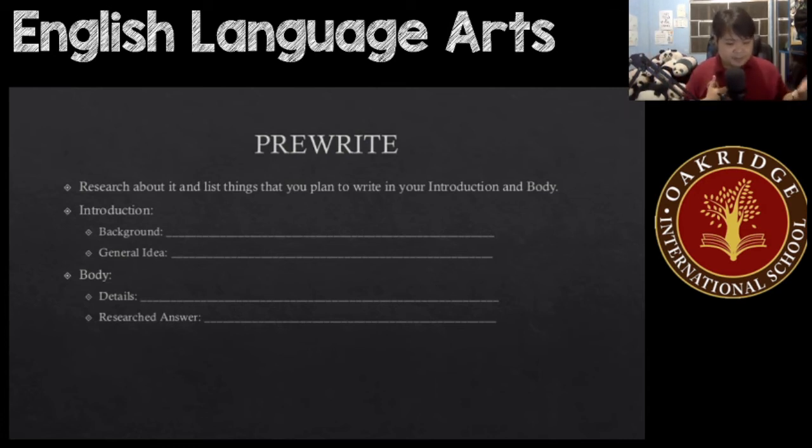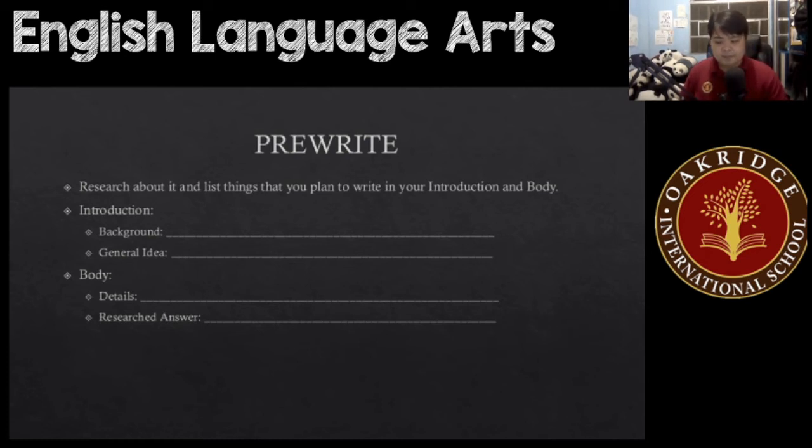So for example, if you're talking about whether giant pandas are endangered, you could talk about what giant pandas are, where they are found, what their habitat is, and why they were endangered in the first place. What were the reasons why they were endangered? You could put that too. That's part of the general idea as well. And then in the body, give details of what you researched, your researched answer.